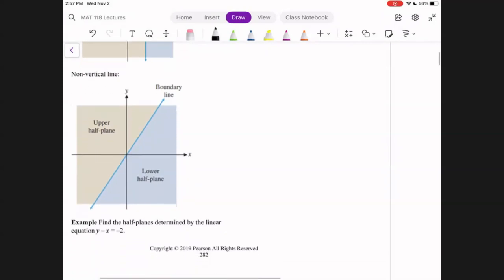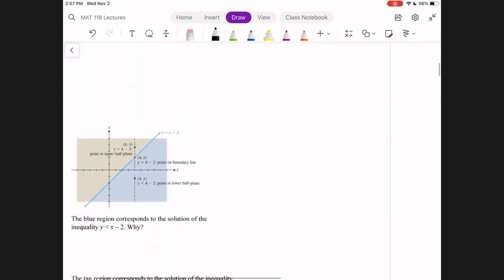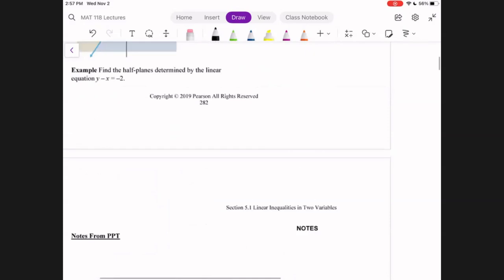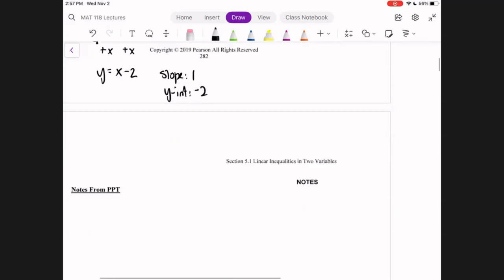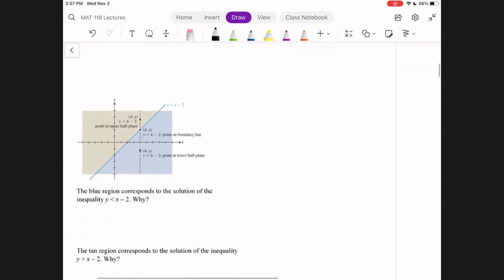Okay, so for this first part here, it wants you to find the half planes determined by the linear equation. So we'll see down here that if you wanted to graph this by hand, you need to solve for y. So we just add x to both sides. So we get y equals x minus 2. So then we know that the slope is 1, the y-intercept, excuse me, is minus 2. So we could graph this, and you'll see that that is done perfectly here.